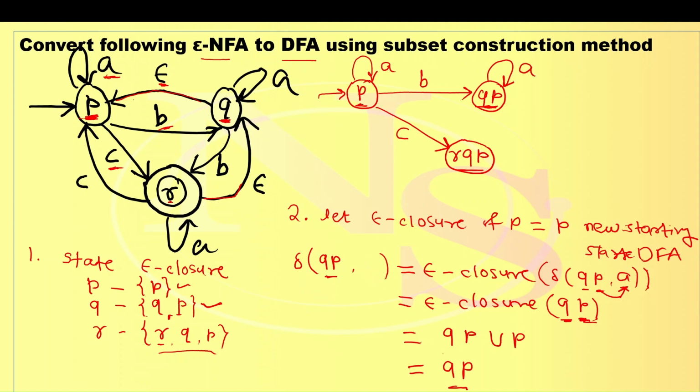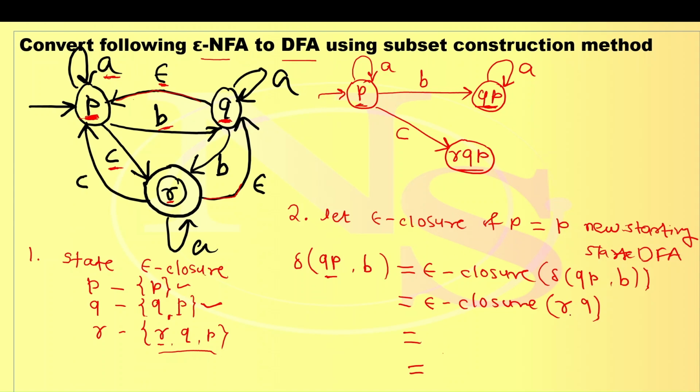Similarly, try to find out for other symbols. What is the other symbol? Other symbol is B. So for the state reading B, where it's going, we need to find out. QP reading B. Write it down as it is. Q reading B going to R. P reading B going to state Q. Transition function QP comma B: Q reading B going to R, P reading B going to the state Q.